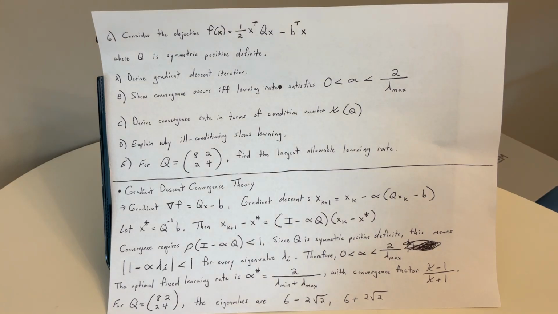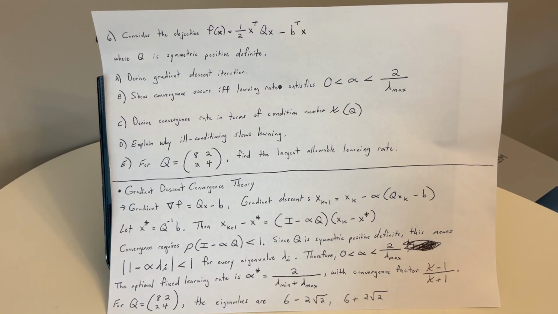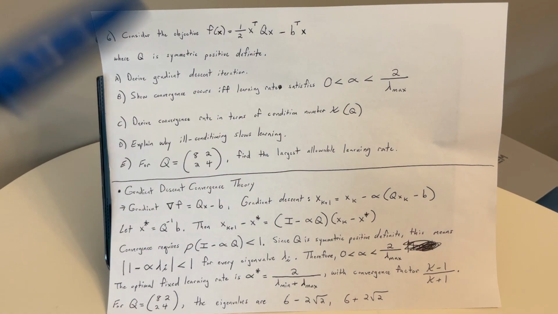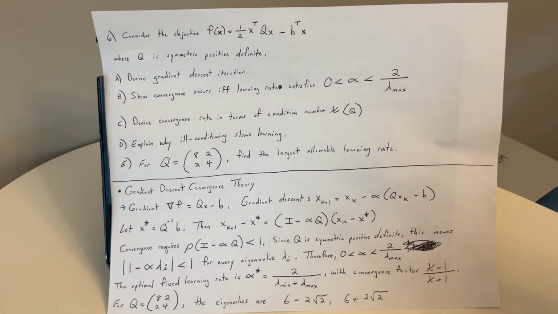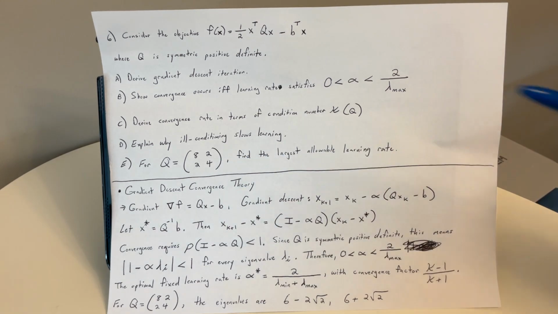Okay, so here, part A, derive gradient descent iteration. Part B, show convergence occurs if and only if learning rate satisfies 0 is less than alpha is less than 2 over lambda sub max. Part C, derive convergence rate in terms of condition number, kappa of Q. Part D, explain why ill-conditioning slows learning. And part E, for Q equals this first row 8, 2, second row 2, 4, find the largest allowable learning rate.